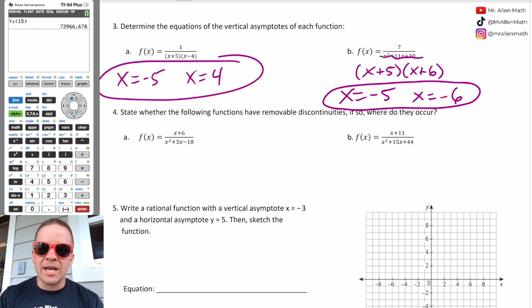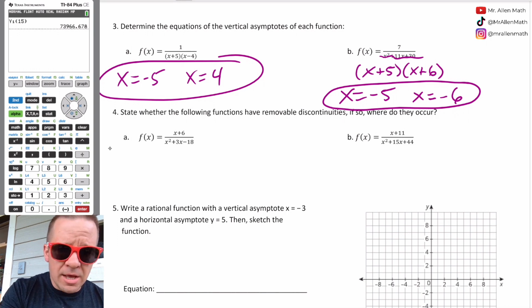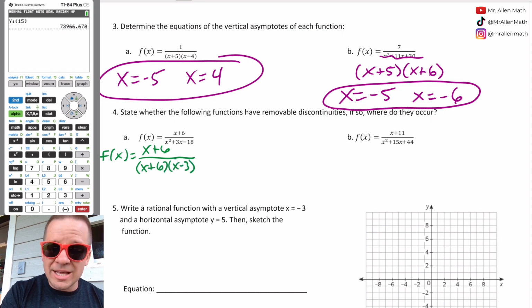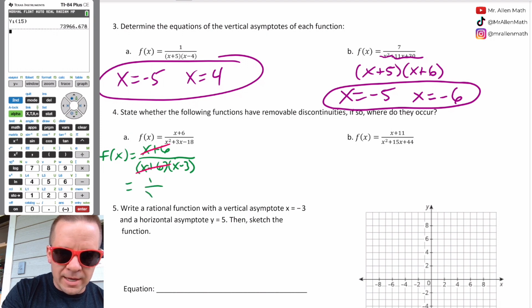Okay. State whether the following functions have removable discontinuities. If so, where do they occur? So for the first one, I've got to factor that denominator. So I'm going to jot it down over here. We have f of x equals x plus 6 divided by x plus 6 and x minus 3. Now, does anything cancel here? Yes, the x plus 6's are going to cancel out, and I'm left with 1 over x minus 3.